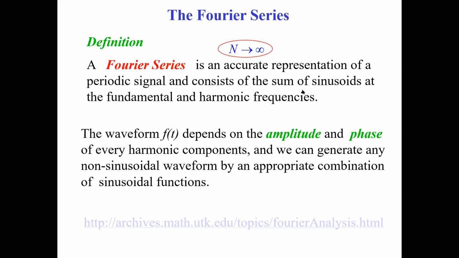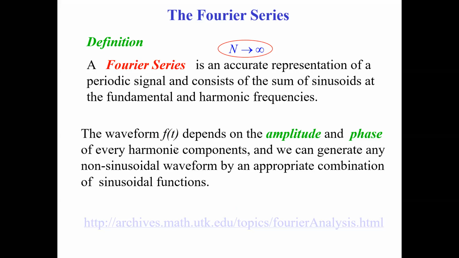Here is the definition of the Fourier series. Before, we saw the proposal of Joseph Fourier, but here we have the definition. A Fourier series is an accurate representation of a periodic signal and consists of the sum of sinusoids at the fundamental and harmonic frequencies, as n tends to infinity.